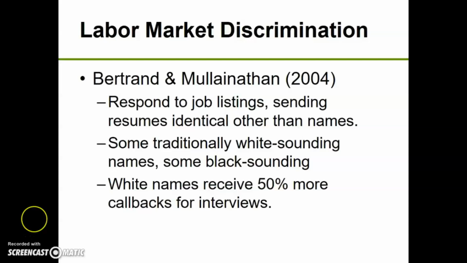First, some context. In 2004, a couple of economists conducted an experiment in which they responded to job listings, sending out resumes that were identical other than the names on the resumes. On some, they listed traditionally white-sounding names, and on others, they listed traditionally black-sounding names. What they found was that those with white names received 50% more callbacks for interviews than those with black-sounding names, even though the qualifications and experience listed on the resumes were identical. Thus, they found evidence of labor market discrimination.